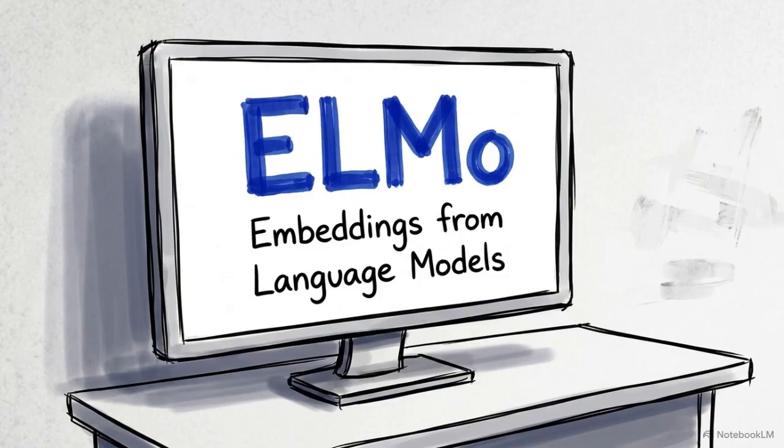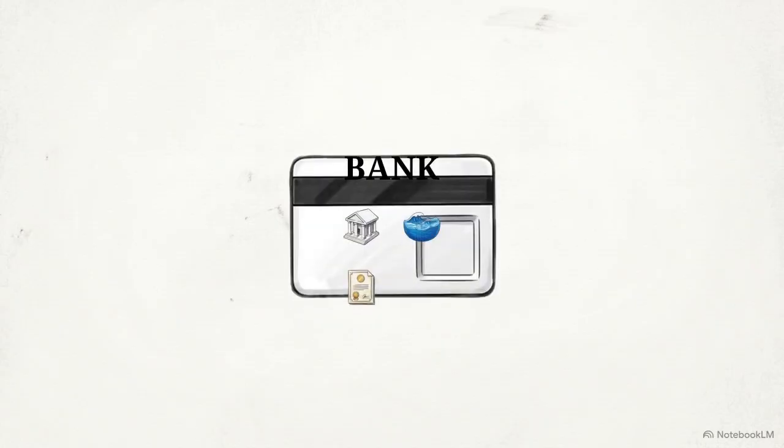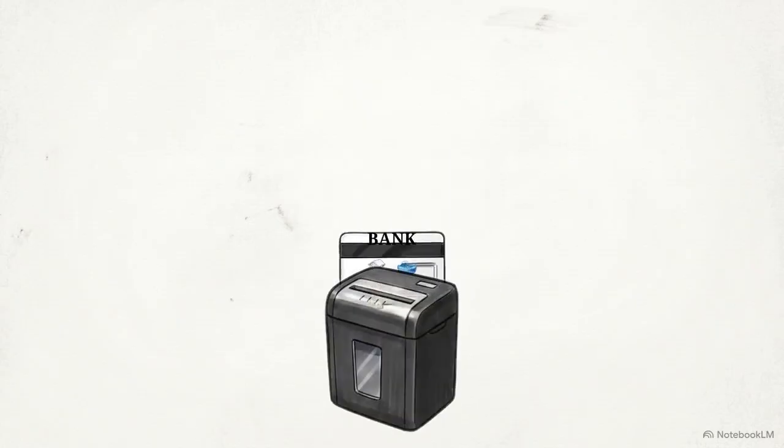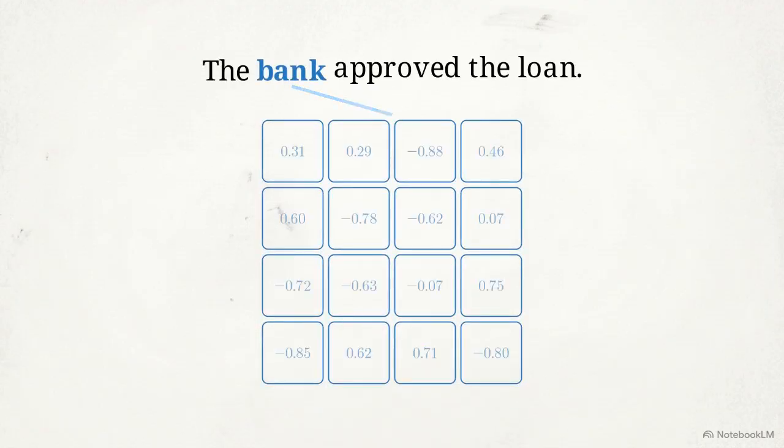This changed with a breakthrough called ELMo, which stands for Embeddings from Language Models. ELMo solved the fixed meaning problem. Instead of relying on a static ID card, ELMo creates a contextual embedding. This means it generates a brand new, customized set of numbers for a word based entirely on the specific sentence it lives in.